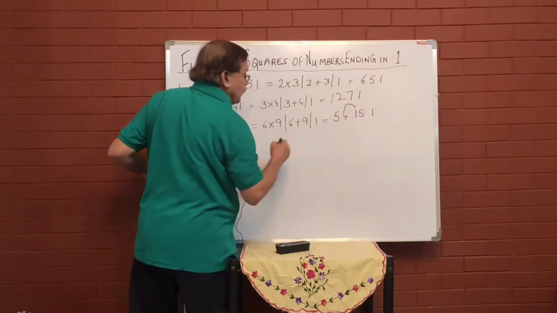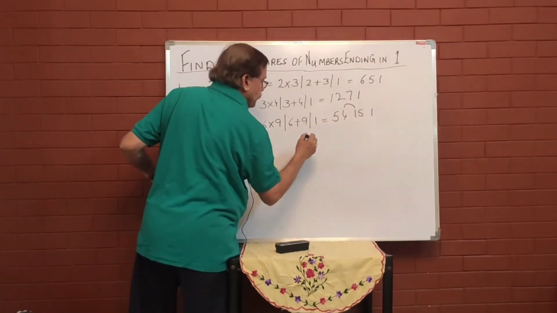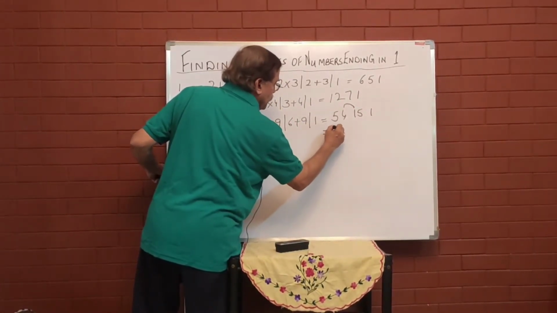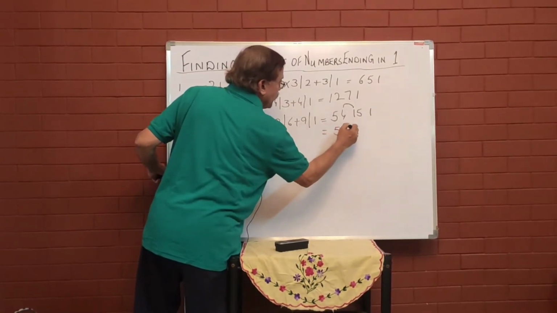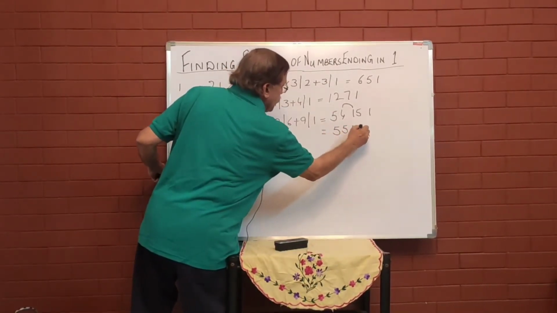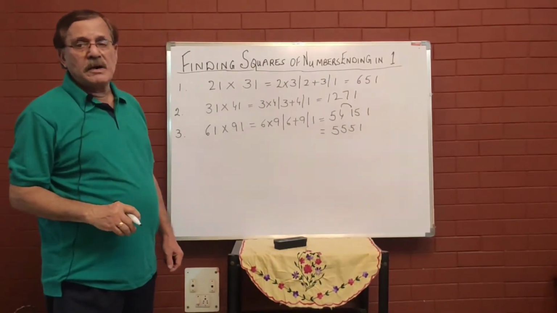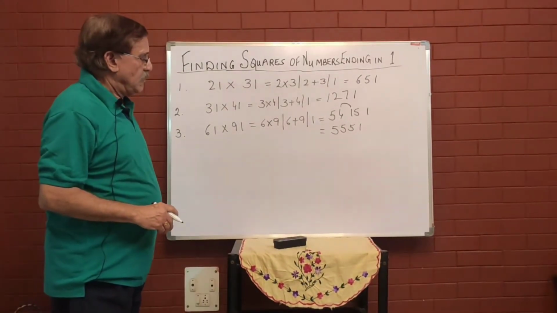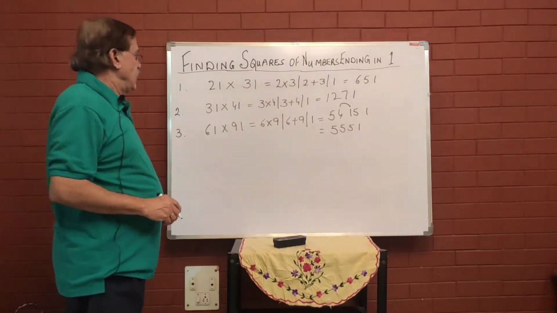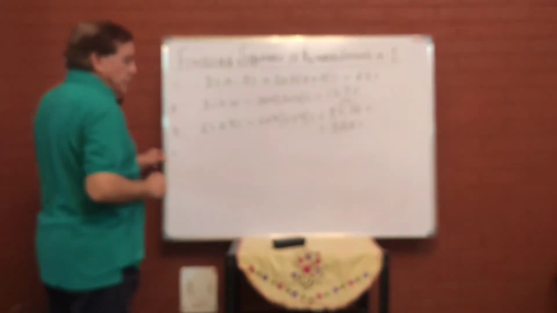So this 4 plus 1 will be added together. So how much will be left? 5, 5, 5 and 1. This is your answer for 61 multiplied by 91, that is 5551.